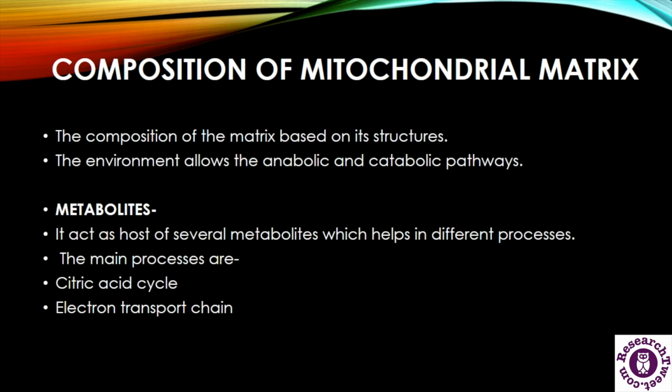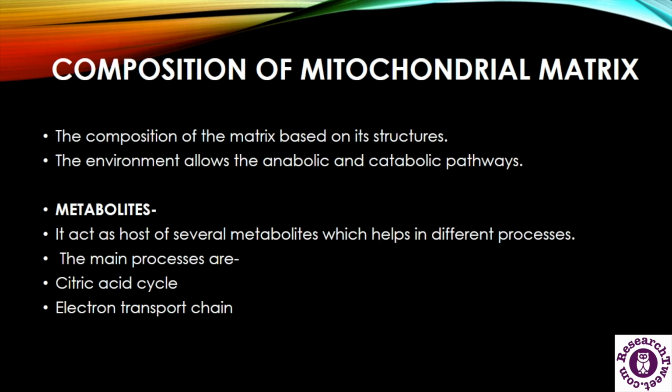Now let's discuss the composition of the mitochondrial matrix. The composition of the matrix of mitochondria consists of different types of factors and structures which are responsible for its processes. The composition of the matrix totally depends on the structure and location of these mitochondria, and the environment of this mitochondrial matrix allows all the anabolic as well as catabolic pathways which are completed in the mitochondrial matrix. The matrix consists of different types of metabolites and enzymes in its structure, and it is also composed of ribosomes and genetic material which is called mitochondrial DNA.